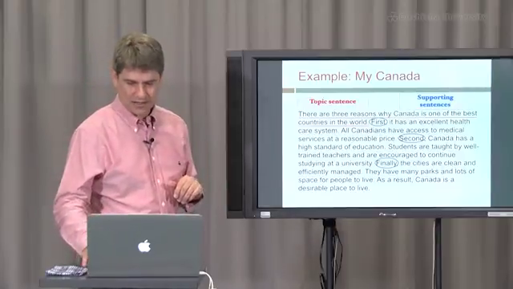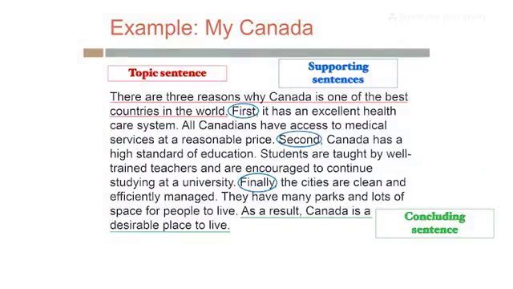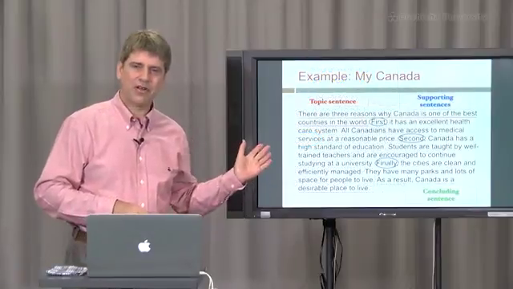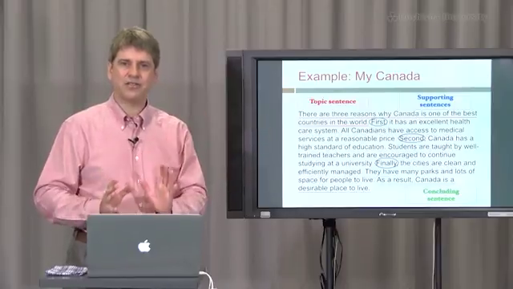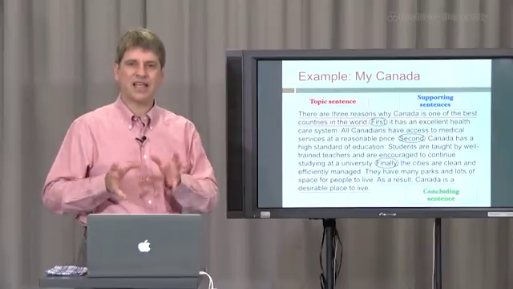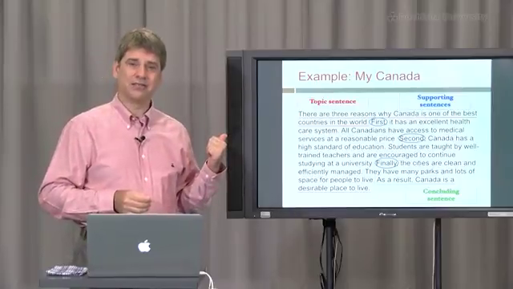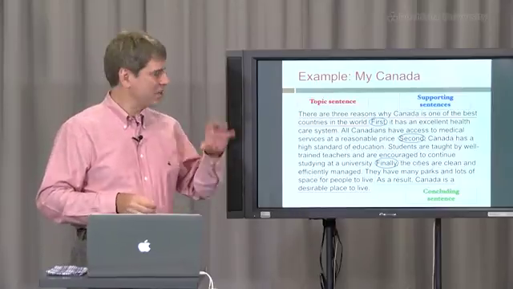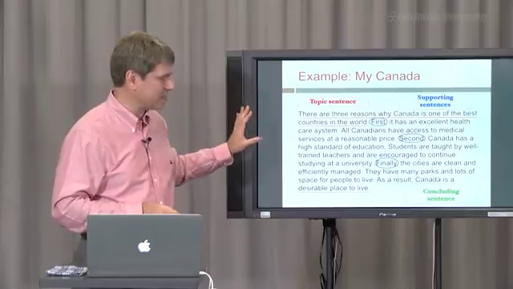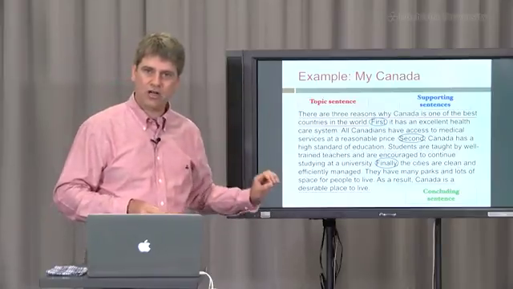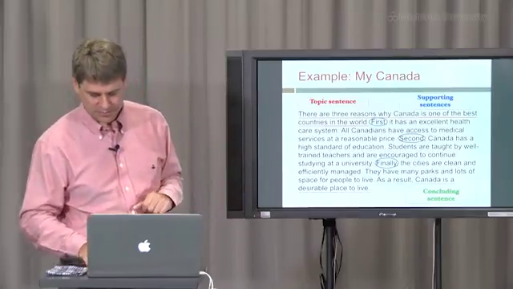Okay? And then, not surprisingly, there's a concluding sentence. As a result, so based upon what was just written, as a result, Canada is a desirable place to live. So anybody who reads this paragraph will probably at least understand what the writer believes and why they believe it. And they might also think, yeah, that's probably true. So orient the reader with a topic sentence, give support, and then draw a logical conclusion.